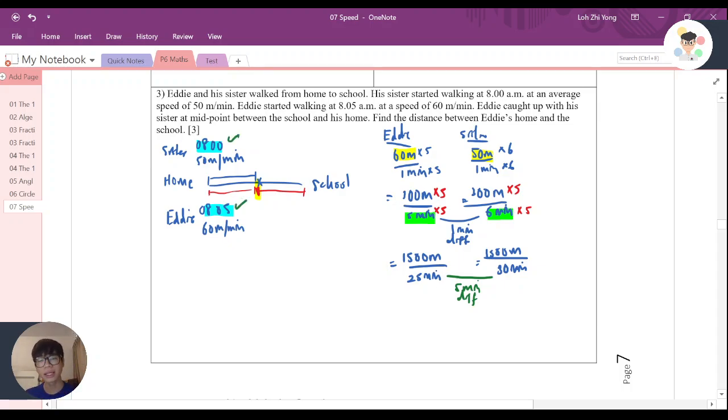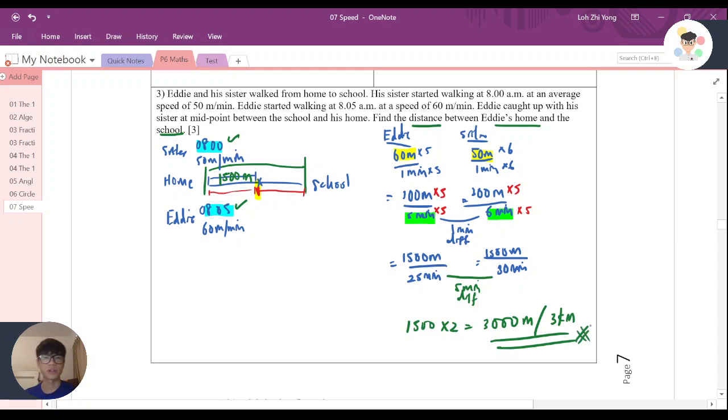And when I know that it is actually 5 minutes difference, and at the same time the distance that they travel is the same, now I know that the distance here is 1500 meters. And with the last step, the question says what? The distance between AD's home and school means that it's from here up to here. So very simple, 1500 times 2, and the answer is 3000 meters, or you can say that it's 3 km. And we are done for this question.